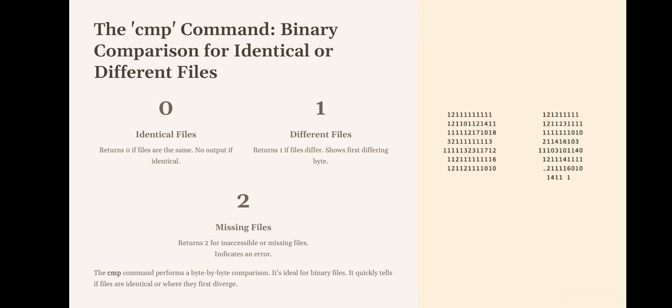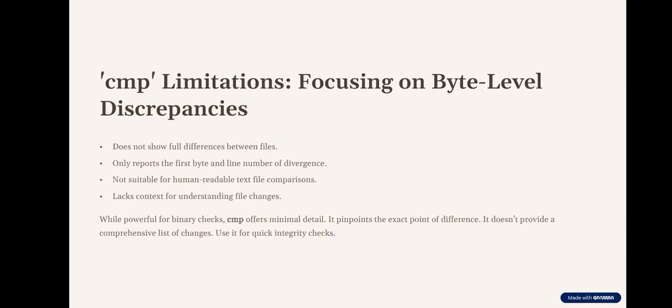The cmp command performs a byte by byte comparison. It's ideal for binary files. It quickly tells if files are identical or where they first diverge. Then, limitations of the cmp command, focusing on byte-level discrepancies. The cmp command compares the files byte by byte.